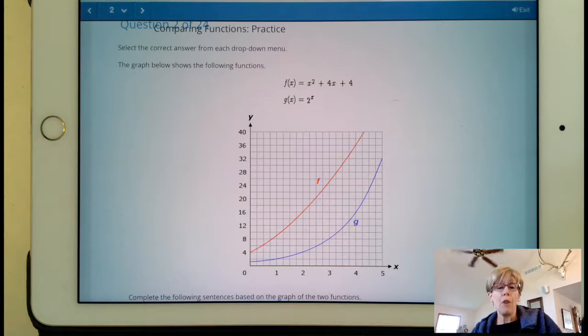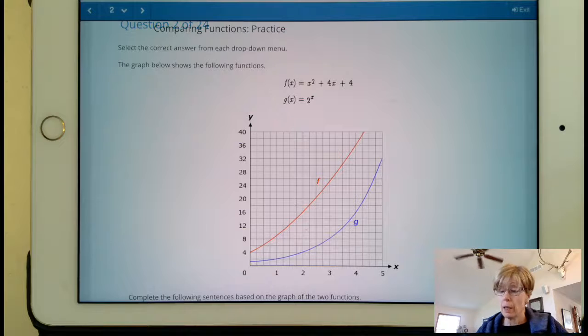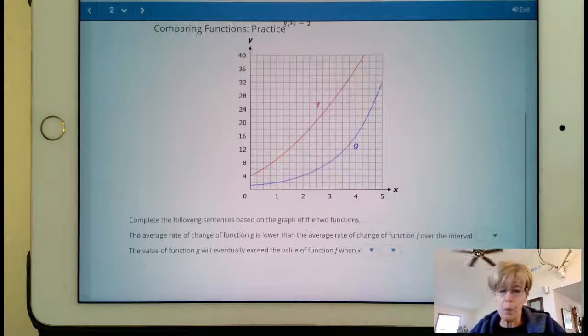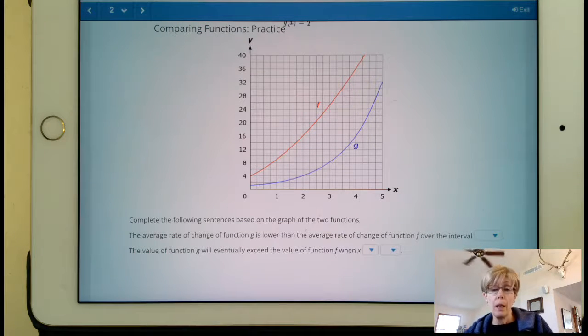The graph below shows the following functions. The red graph is the f function, x squared plus 4x plus 4, and then the blue graph is 2 to the x. And as I scroll down here a little bit more, it says, complete the following sentences based on the graph of the two functions.